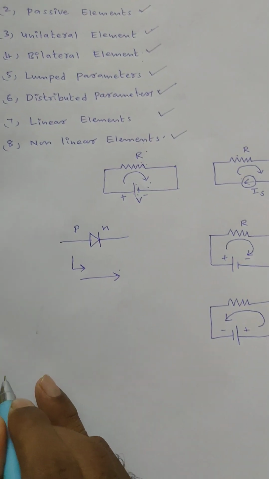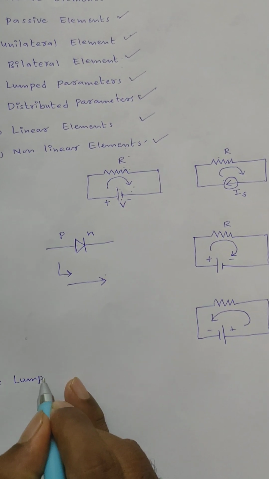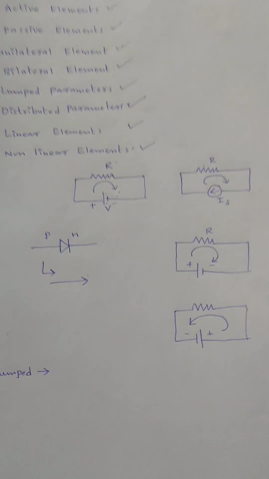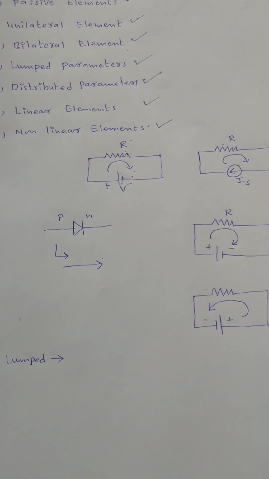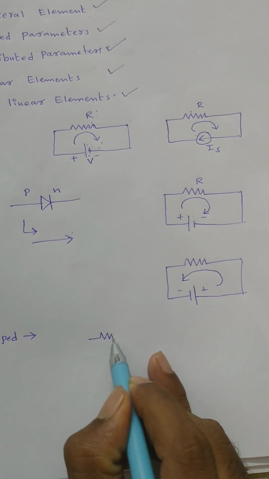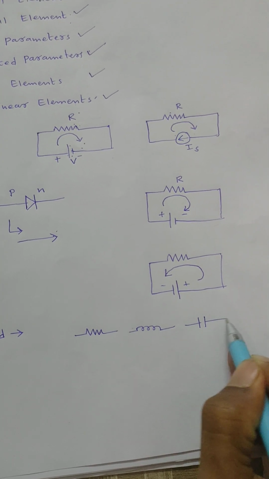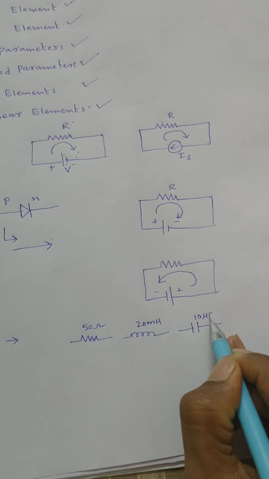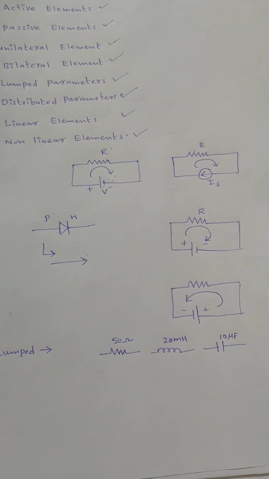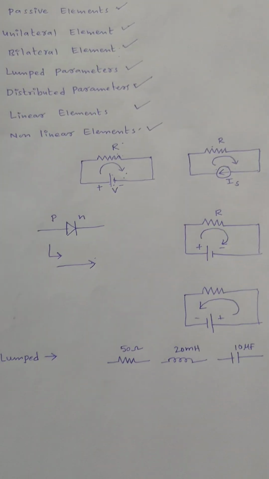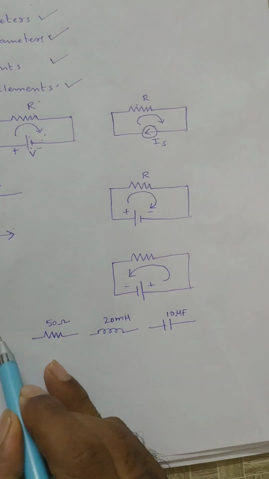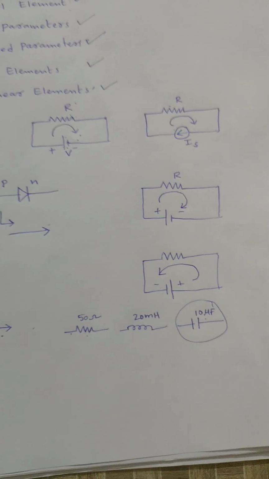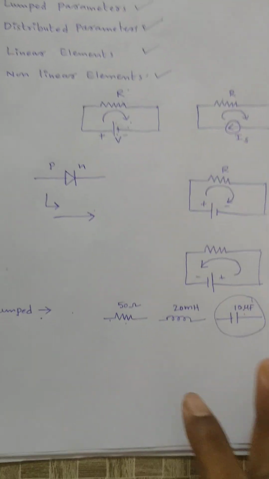Next, the fifth one is lumped parameters. Lumped parameters are the network parameters which can be replaced easily. If we design a circuit, we can connect a resistance value, inductance value and capacitance value. Say a fixed 50 ohm resistor, 20 millihenry inductor and 10 microfarad capacitor are connected in one circuit. If I don't want those elements, I can easily remove them and connect them in a different place. For example, if the 10 microfarad capacitor is damaged, I can replace it with another 10 microfarad capacitor. That is lumped parameters.